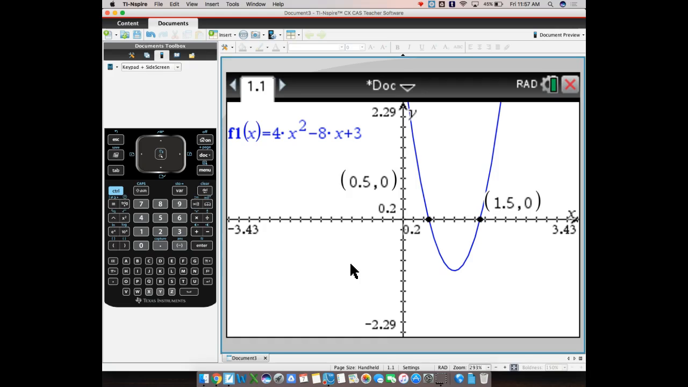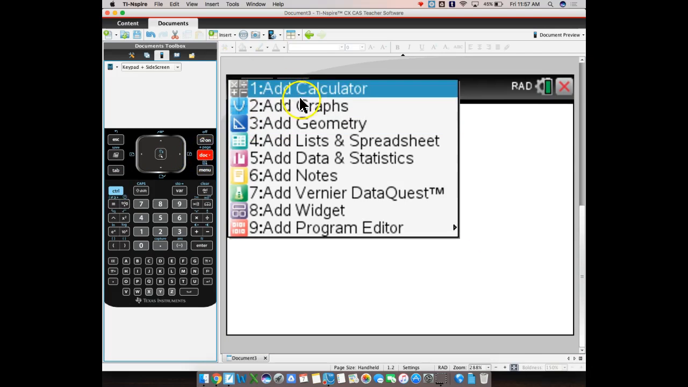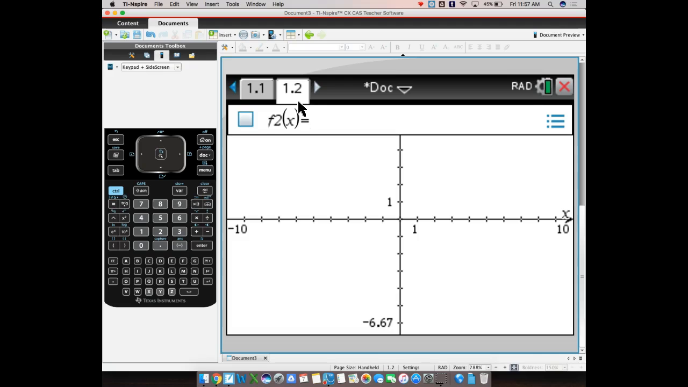Now, I want to show you something. You can do this if you want. If your function is not equal to 0, so let's say that my function, instead of this, was 4x squared minus 8x equals -3. Okay? Really all I did for this function was move that -3 to the other side. So that's my function. I could set that equal to 0 and then go through the process that we just did. But I don't have to.